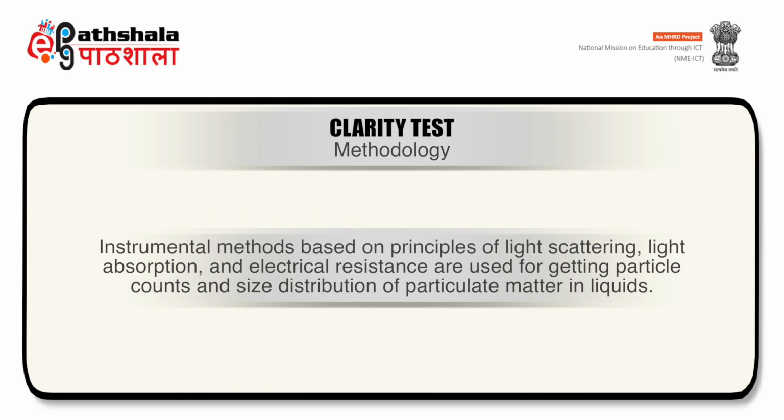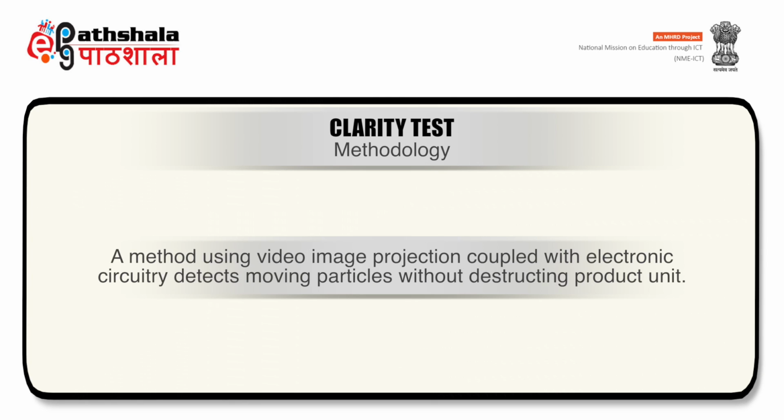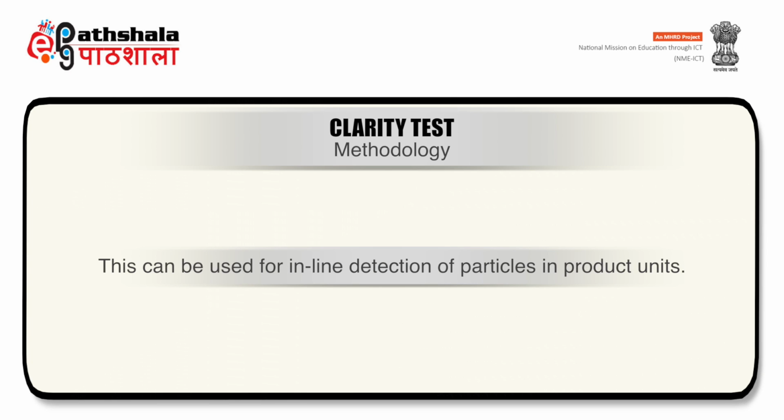Instrumental methods based on principles of light scattering, light absorption and electrical resistance are used for getting particle counts and size distribution of particulate matter in liquids. In all methods, however, the product unit is destroyed to take a test sample. Thus, these are used only for quality control testing. A method using video image projection coupled with electronic circuitry detects moving particles without destroying the product unit. This can be used for inline detection of particles in product units.